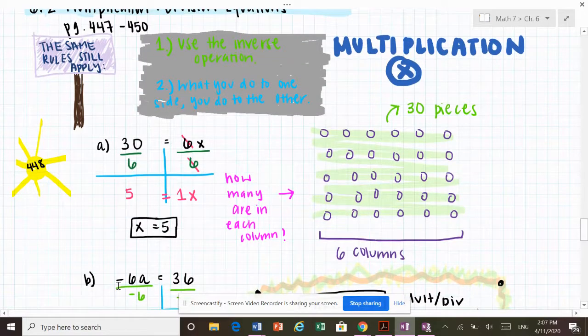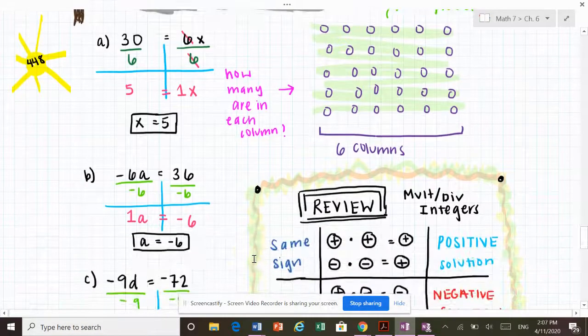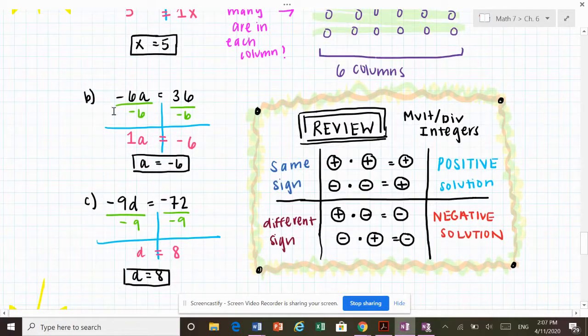Let's look at the next example. B: negative 6a equals 36. This is the same exact type of problem, except now we're using integers. So before I go over the solutions to these two problems, let's go over the basic rules of multiplying and dividing integers from chapters 3 and 4. When we have the same sign, like a positive times a positive, your answer will be positive. Every time you have same signs, you're going to have a positive solution. On the other hand, if you have different signs, a positive multiplied by a negative, you're going to have a negative. A negative times a positive equals negative. So this is a negative solution.